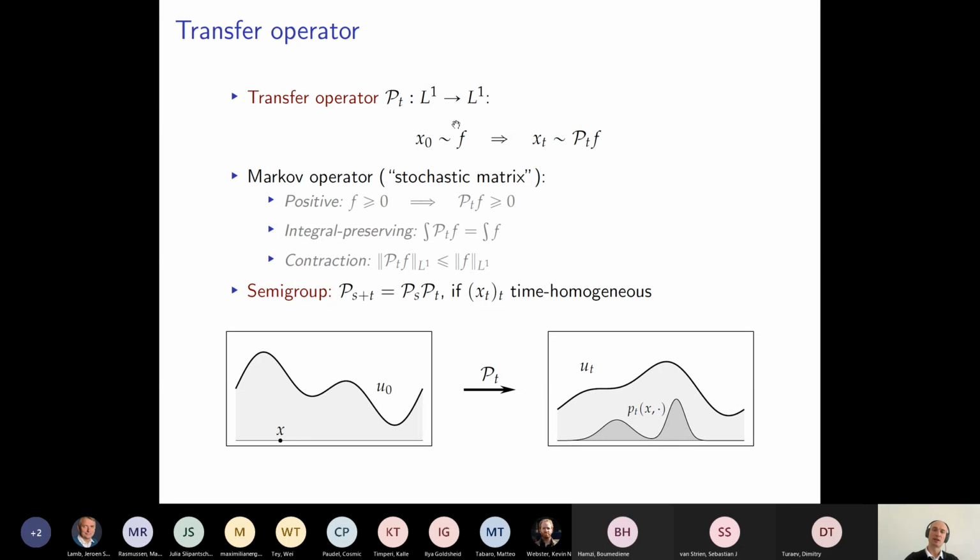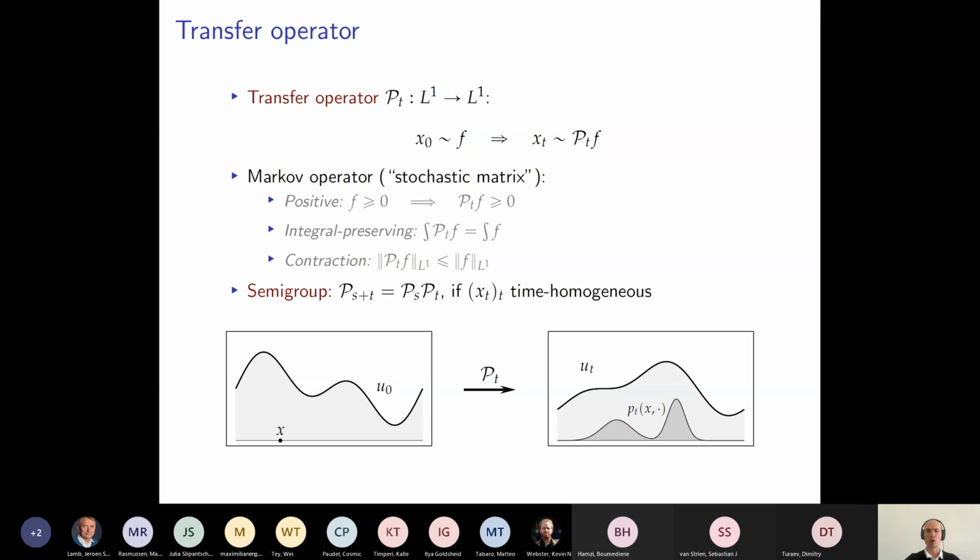So if my starting random variable is f distributed, let's say f is a density, then X_t is distributed according to some other density, which is given by the dynamics, and the mapping which maps f to this final density is described by the so-called transfer operator. This is a Markov operator. If you don't like to think of operators, think of it as the generalization of a stochastic matrix.